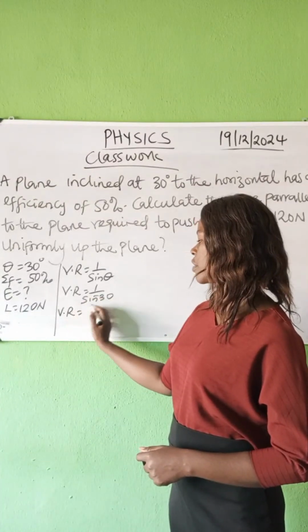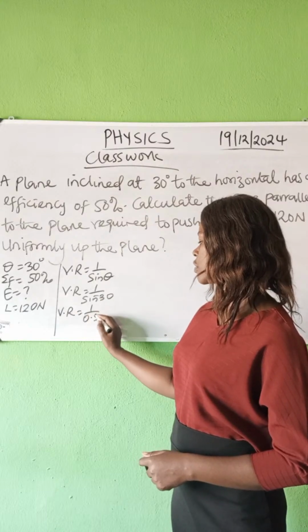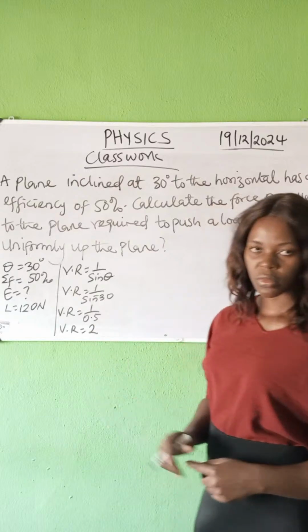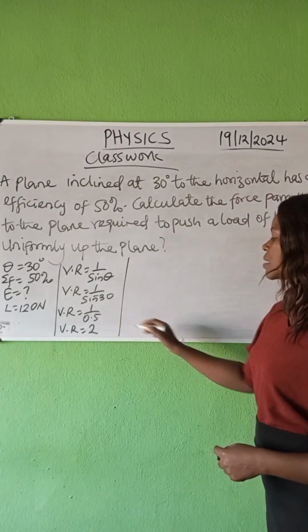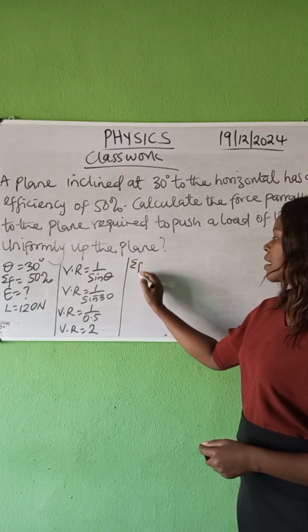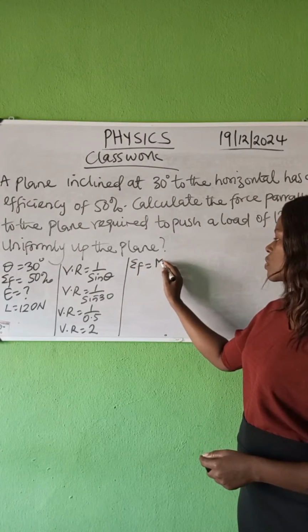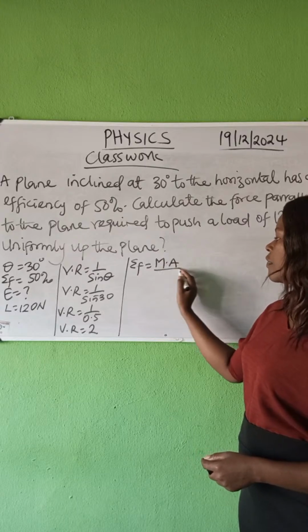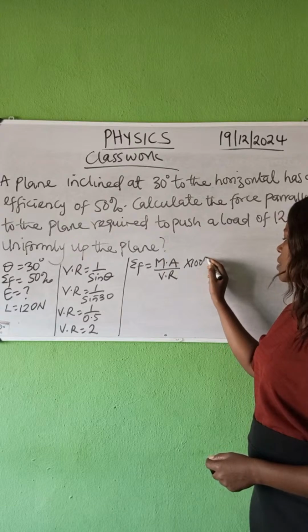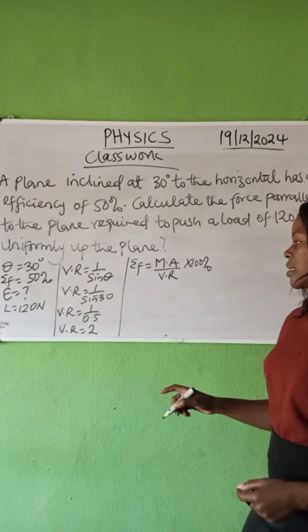So VR is 1 over 0.5, and VR is equal to 2. Is that clear? All right. So the next thing is to solve for the mechanical advantage. Efficiency is equal to MA over VR multiplied by 100%. Okay? Then let's go.